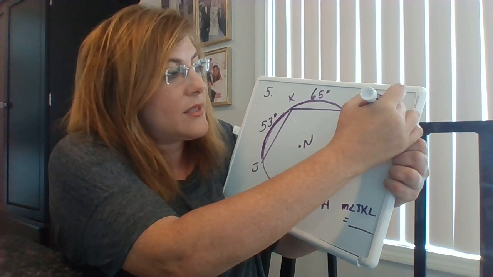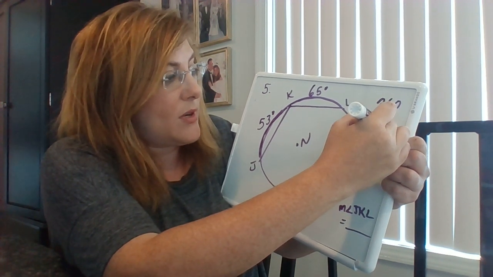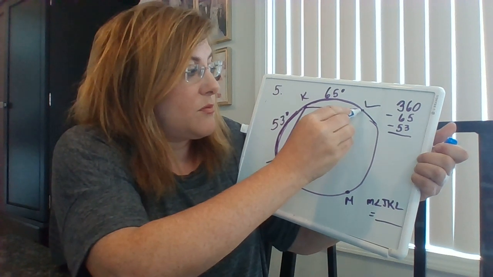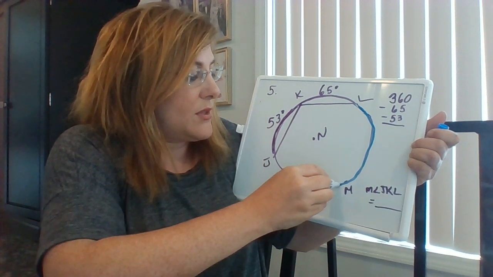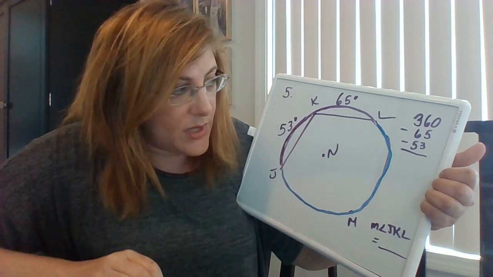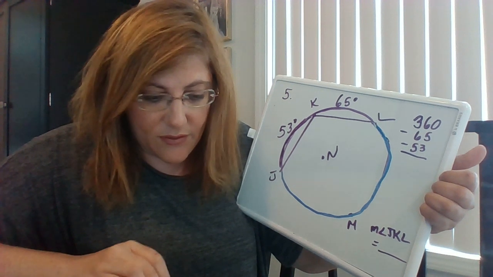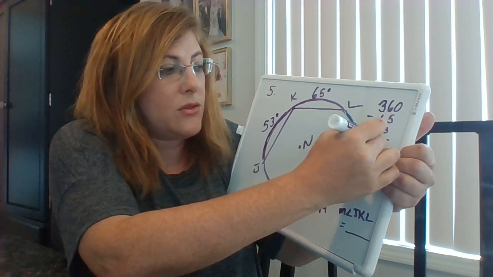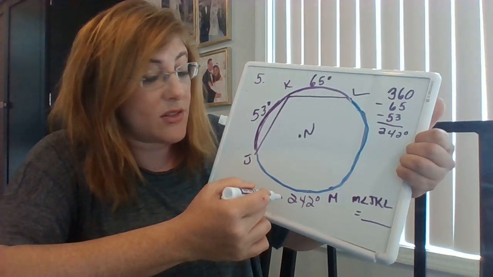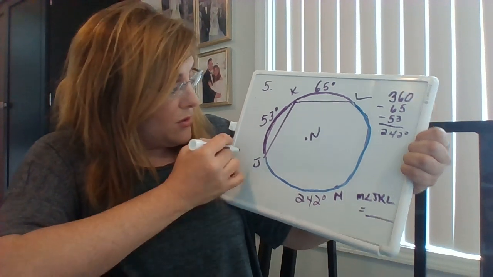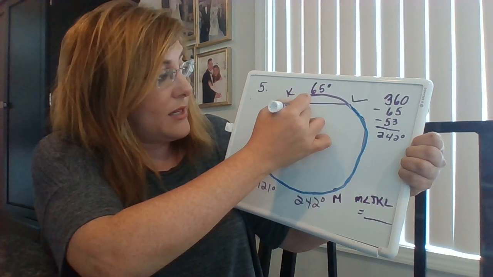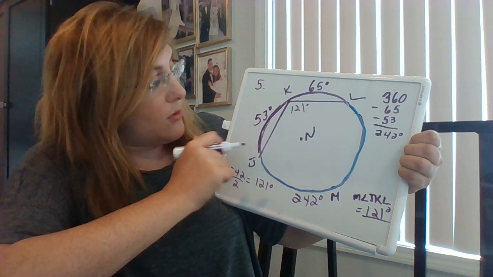So if we take 360 and subtract out 65 degrees and subtract out 53 degrees, we'll have our intercepted arc, which is going to be this blue piece right here, because that's what's left of the circle after you subtract out 53 and 65. So we do 360, take out 65, subtract out 53, and we get 242. That tells us what the blue piece is. The problem is they ask for angle JKL. Well, we know that's going to be half of its intercepted arc. So we can take 242, divide that by 2, and we're going to get 121 degrees, and that's going to be the measure of angle JKL.